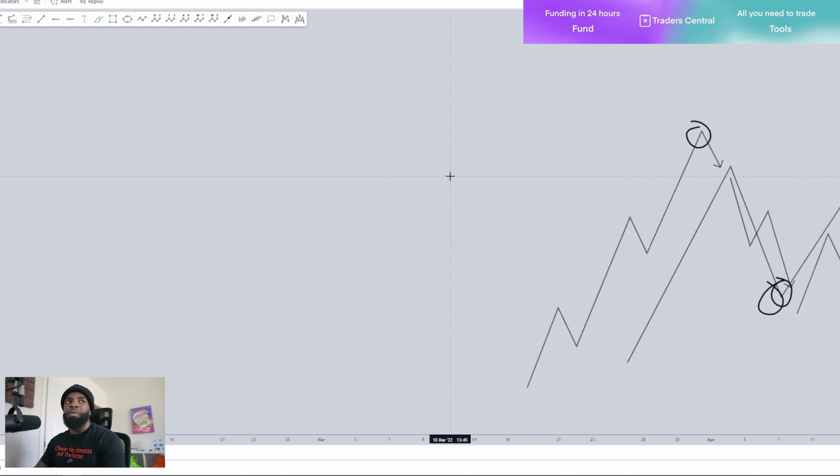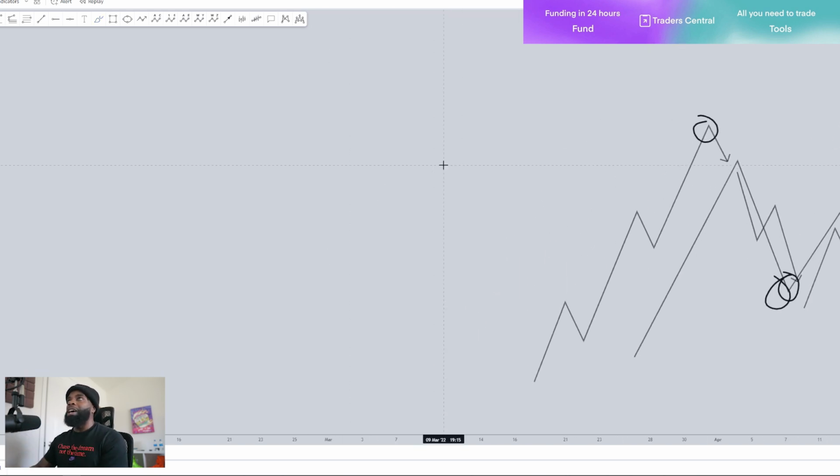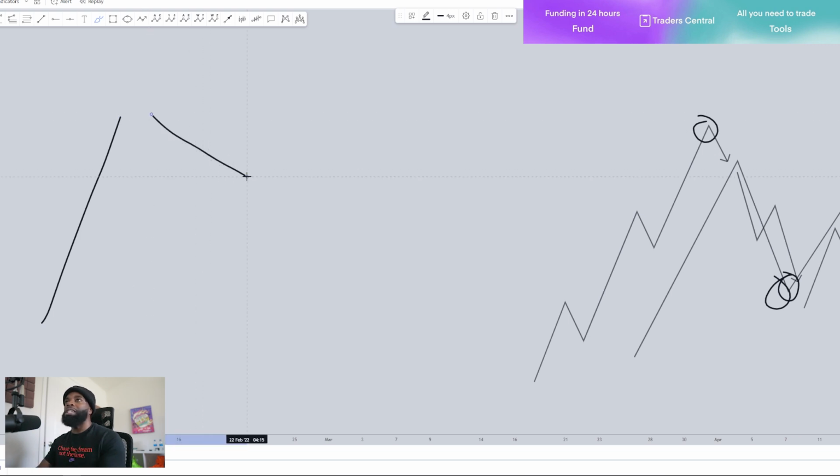We have corrective waves in the B leg. Now the B leg is supposed to be a corrective wave. The A leg is supposed to be the uptrend. The B leg is supposed to be the correction, which is the pullback, the retracement, the exhaustion, consolidation. All of that almost in the same sense. And then after that is done, you're supposed to get the C leg.